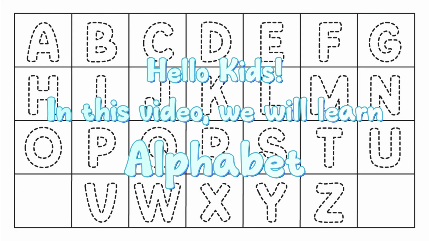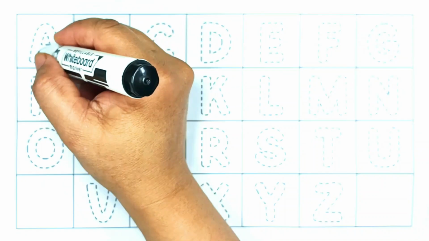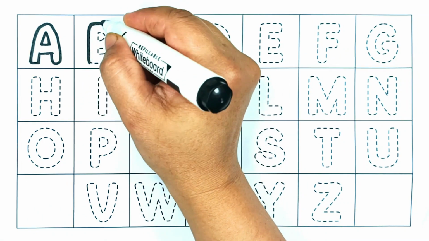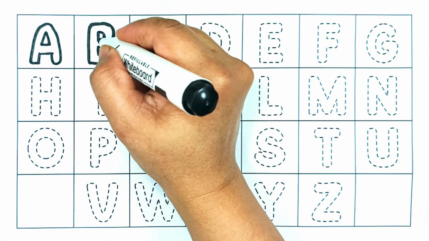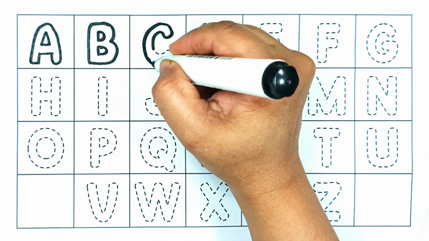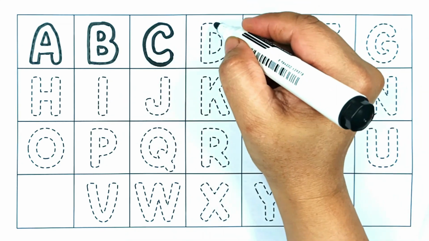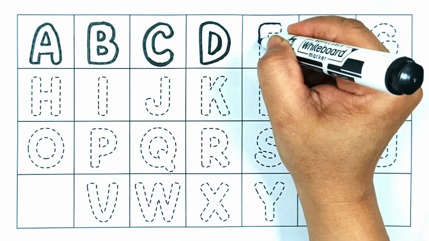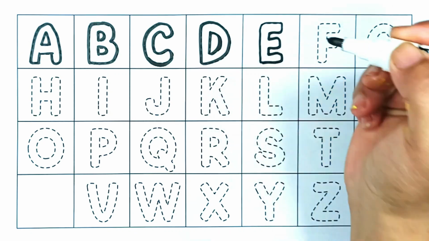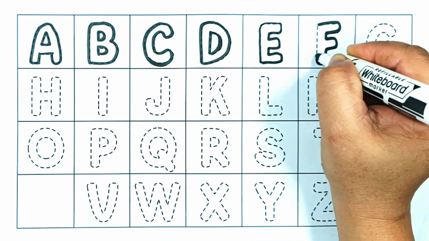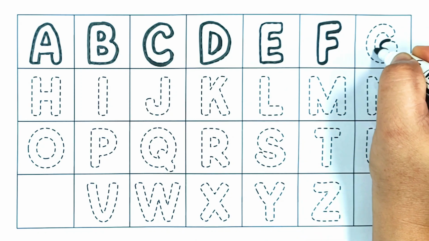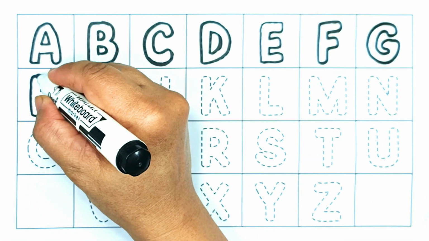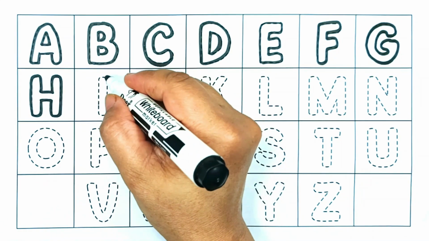Hello kids. In this video, we will learn alphabet. A. A. B. B. C. C. D. D. E. E. F. F. G. G. H. H. I. I.